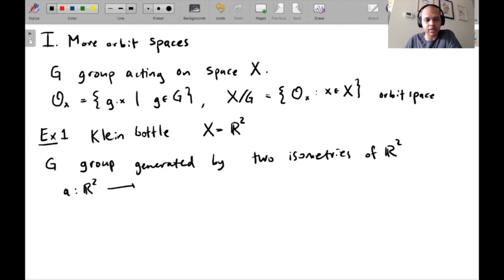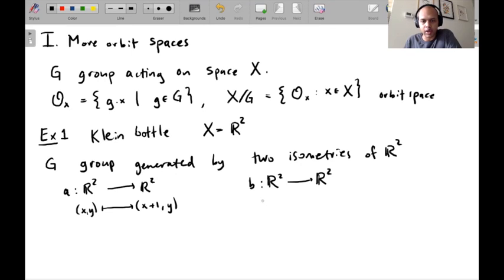So A acts by a translation. It sends (x, y) to (x + 1, y). So it's just a horizontal translation. And B is, well, what we called in the last discussion section, a glide reflection. So it translates in the y direction and reflects in the x direction. This is a glide reflection.